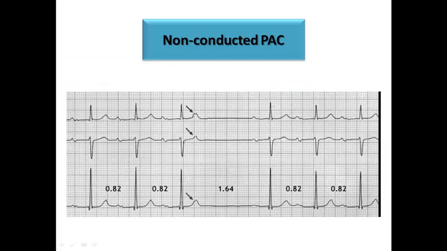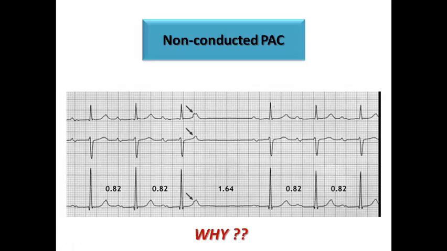Now sometimes we can hear the term non-conducted PEC. As we can see here, there is an arrow at the T wave, and this T wave is not the same morphology as the underlying T wave. It looks like there is another wave superimposed on the T wave, and this superimposed wave is actually a PEC, but in contrast to the classic appearance that we usually see, it is not conducted to the ventricles, and so there is no following complex.